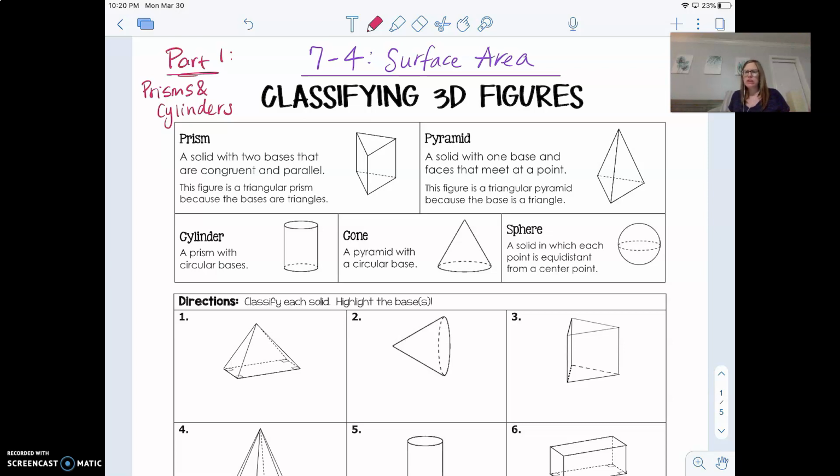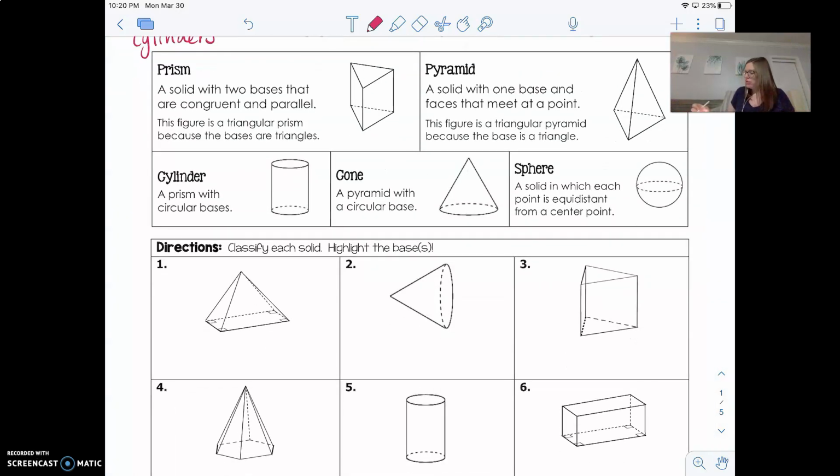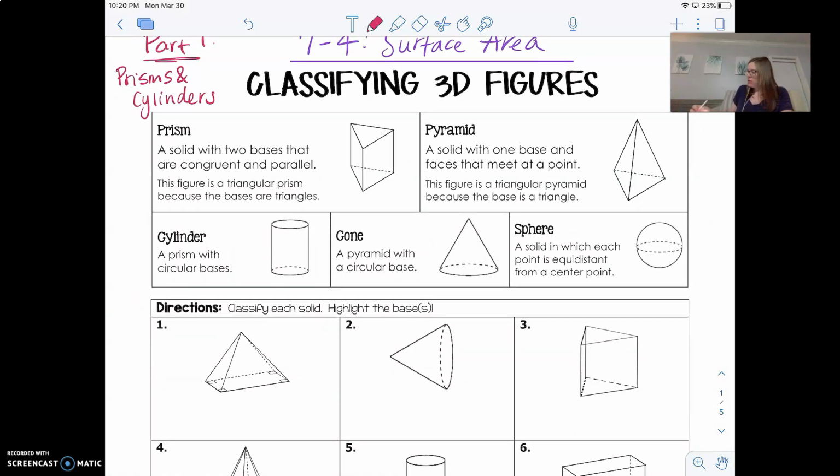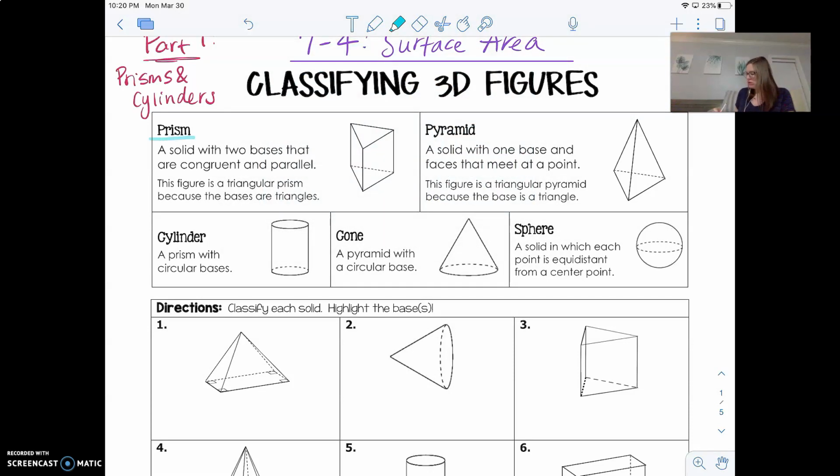Couple things before we really get into these calculations. By the way, you should have a calculator. This is classifying 3D figures. So now we're moving into 3 dimensions, and there are some things you should know. We're going to focus right now on prisms and cylinders.